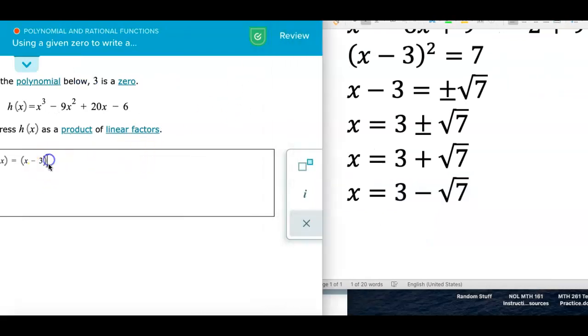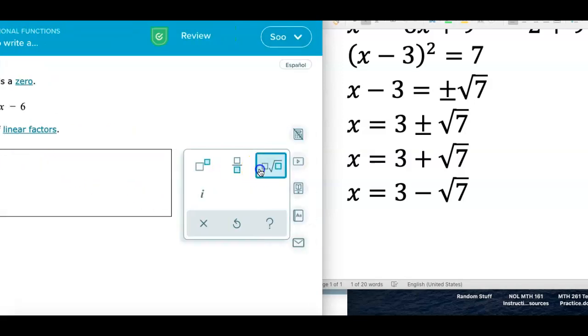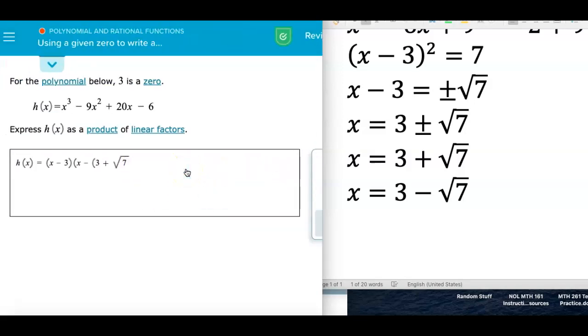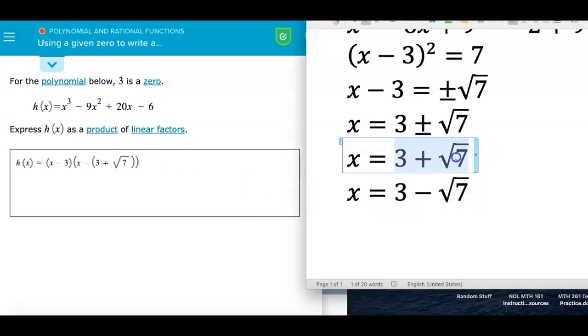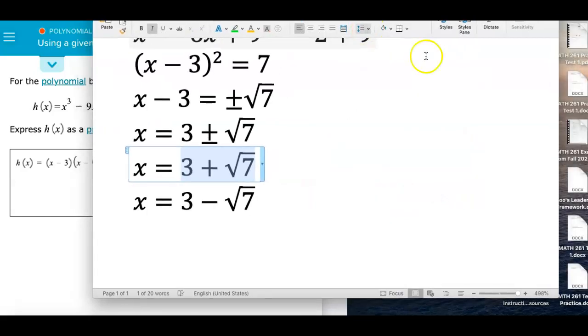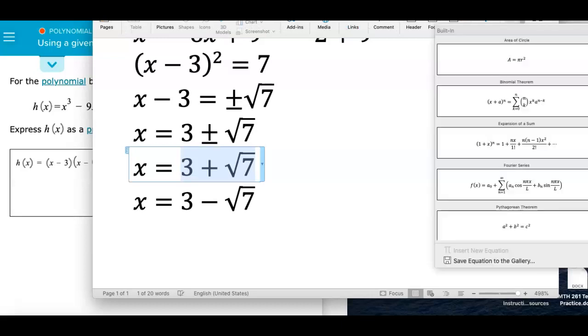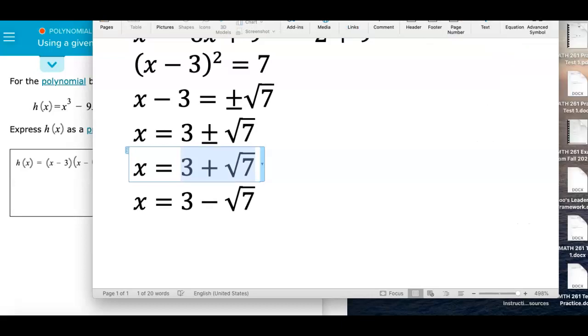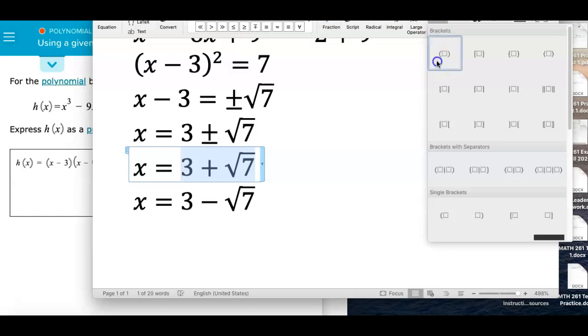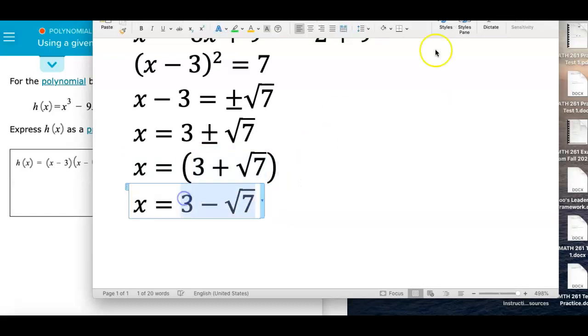So on the first one, I'll do parenthesis x minus 3 plus square root of 7. I have to close two parentheses because I put this guy. I should group these two terms in a parenthesis. That will make it easier for us to see. Hold on. So once I put these in a parenthesis, you see exactly what I'm doing, right?